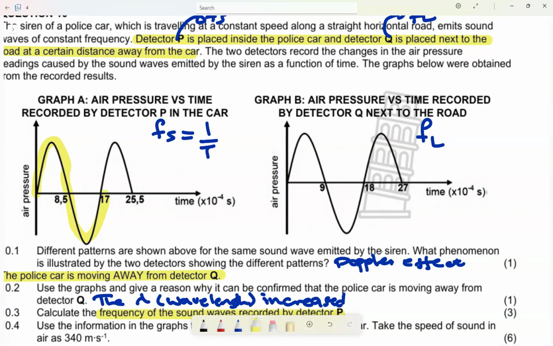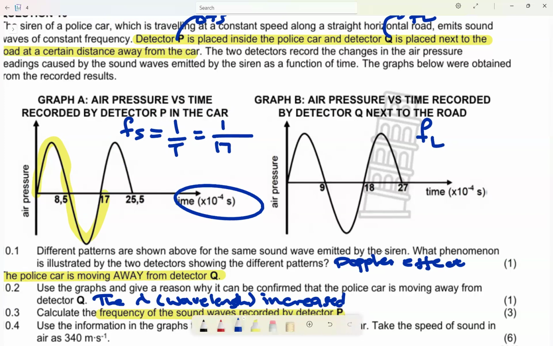It is 17. So this is what I want you to take note of: it is going to be 1 divided by 17, but the time should be in times 10 to the power of negative 4. Therefore, let us see the frequency that we get. And I told you, P will record the frequency of the sound, because the detector is placed inside. So it records the frequency of the sound, which does not change because it's still inside.